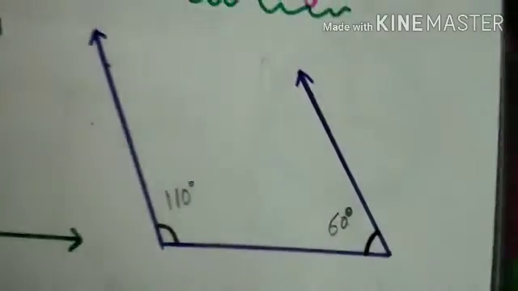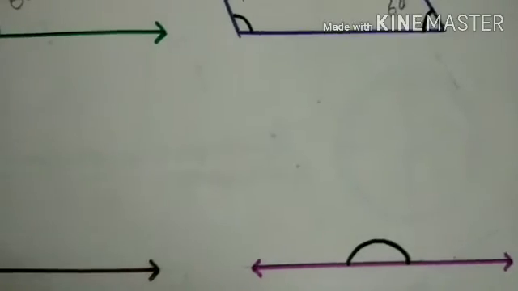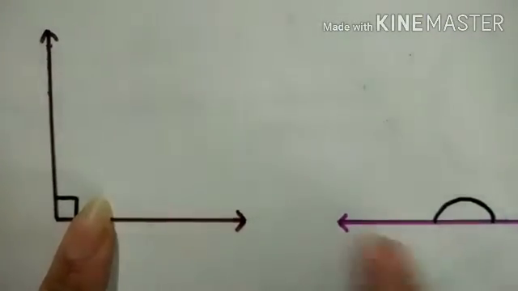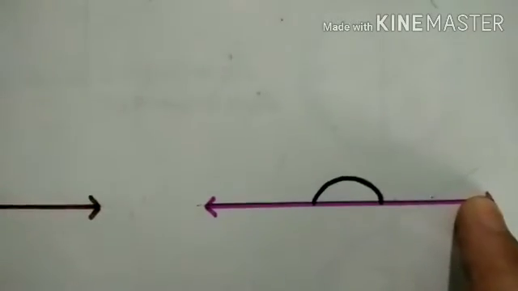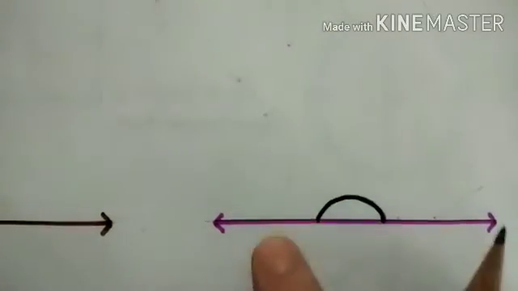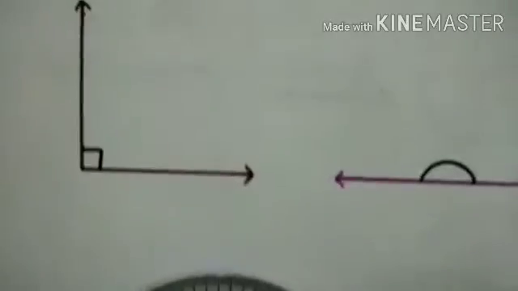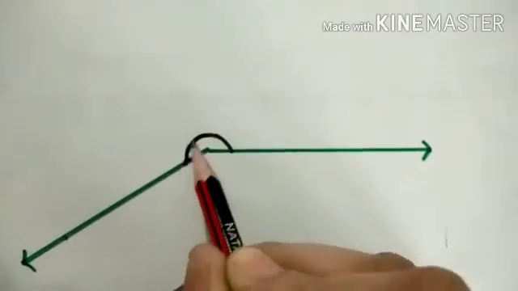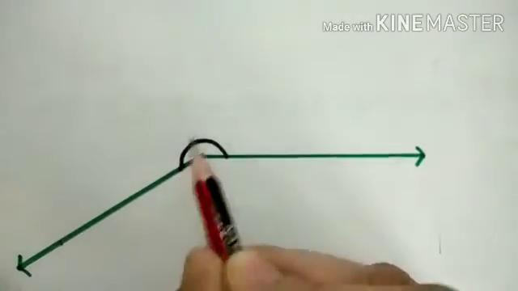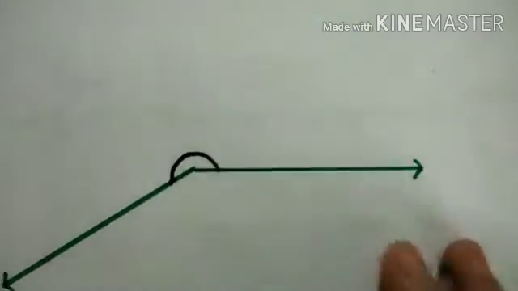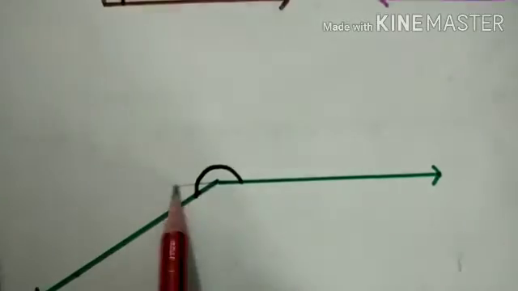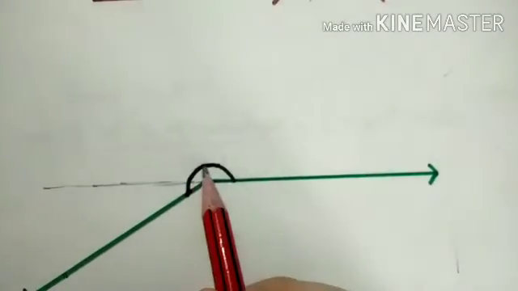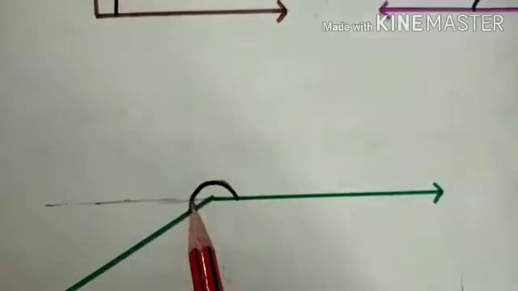Okay, students. Now in this figure we can see that this is 90 degrees. There is no need to measure. This is exactly 90 degrees and this is exactly 180 degrees, as we did in the previous video. Now in the next figure, this is a very important figure. This angle we need to measure. So how will we measure this angle? Just add this line. So this angle is exactly 180 degrees.